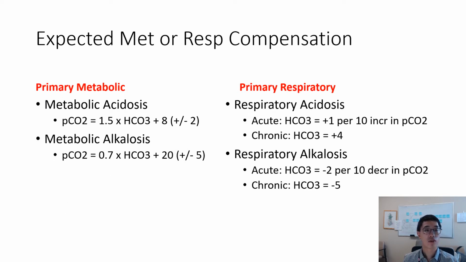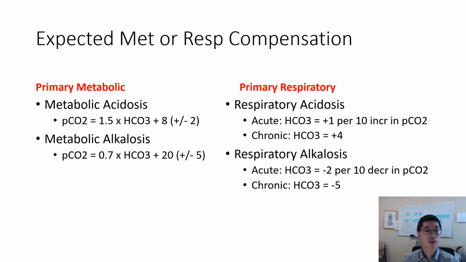So let's look at the formulas that are used to calculate the expected metabolic or respiratory compensation. It will be helpful if you actually take a screenshot of this, or you can write these formulas on the side. So feel free to pause the video now if you need to write these formulas on the side. So if you have a primary metabolic acidosis, this is the formula that you should use to calculate the expected PCO2 level. It's 1.5 times the bicarbonate plus 8, and then there's a fudge factor of plus or minus 2. This formula is also known as the Winter's formula. You might have heard that in your other conversations.